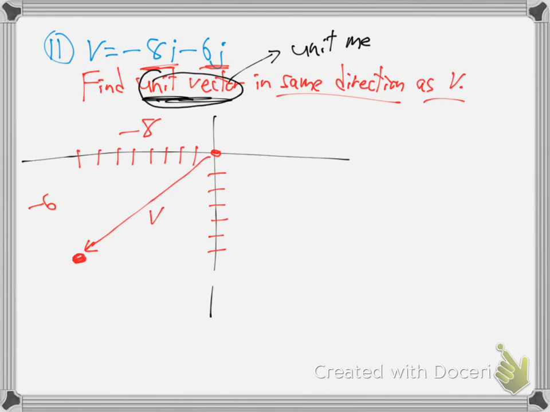So they want me to find a unit vector. Unit means length equal to 1. So they want me to find a vector of length 1 that goes in the same direction as v. So in other words, they want like a little tiny one right there. Does that make sense? I think it'll stick better with you if I show you. That's what we're trying to find. A little vector that heads off in the same direction, along the same line as v, but it's tiny. It's only of length 1.